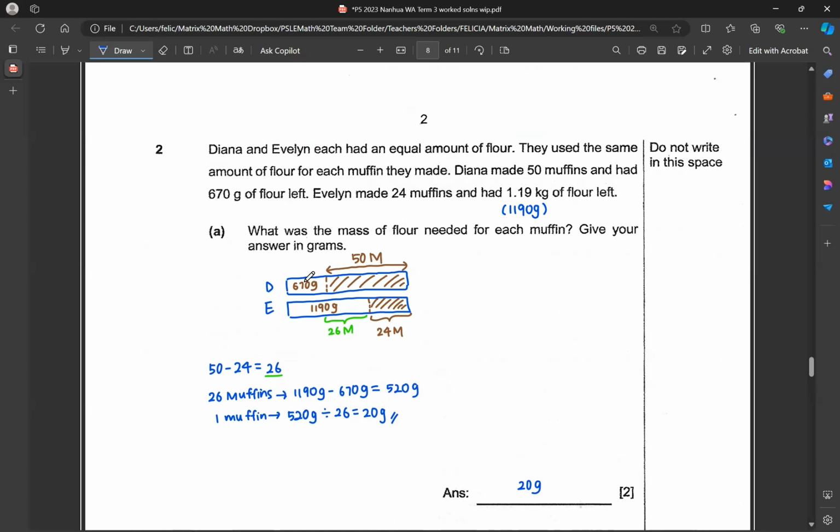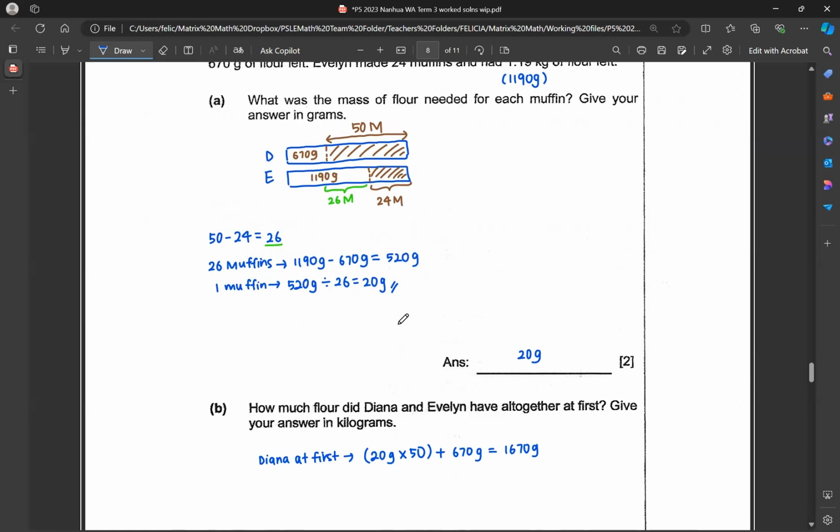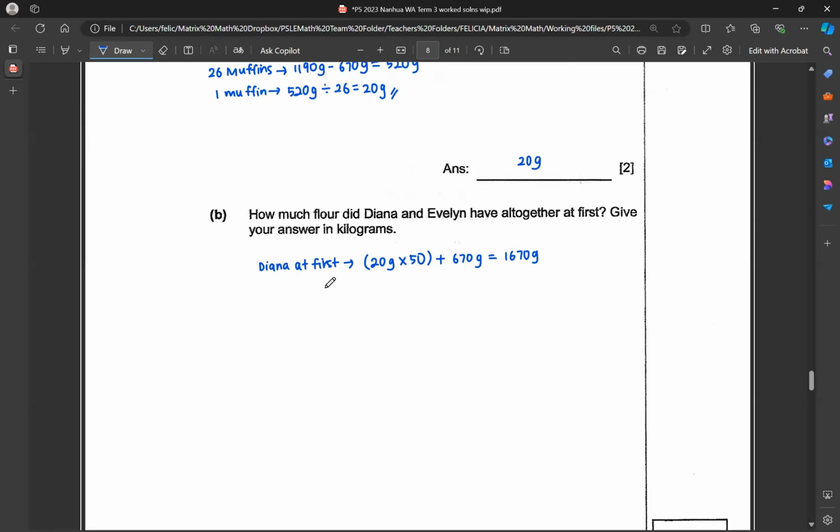So this is 1670 grams. This model also 1670 grams. So if I want to find all together at first, you just need to take your 1670 grams times 2 because each person anyway at first is the same amount. Okay, so Evelyn at first also 1670 grams. So simply 1670 grams times 2. You should get 3,340 grams.